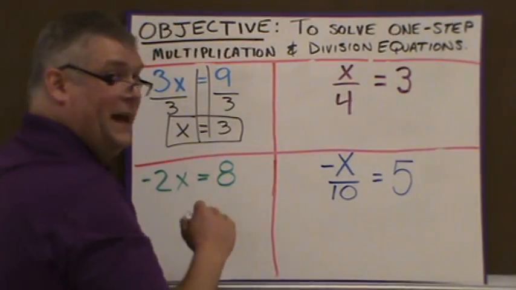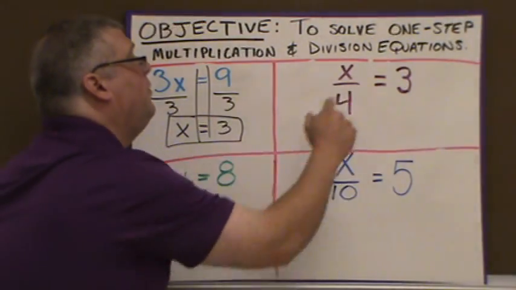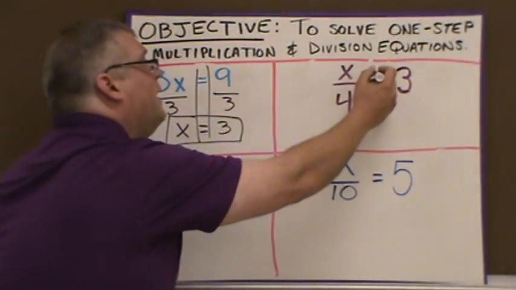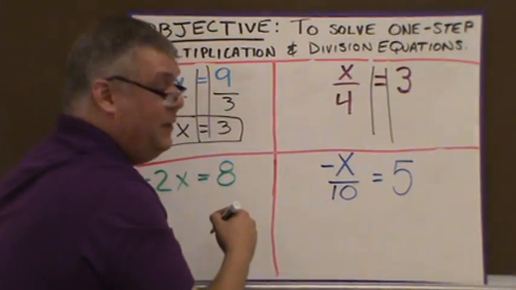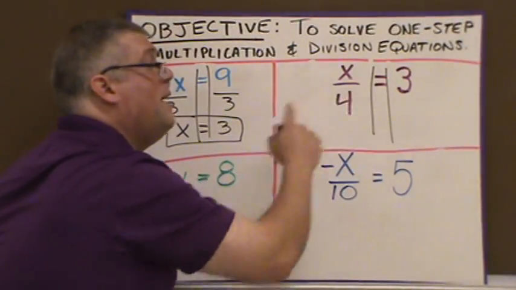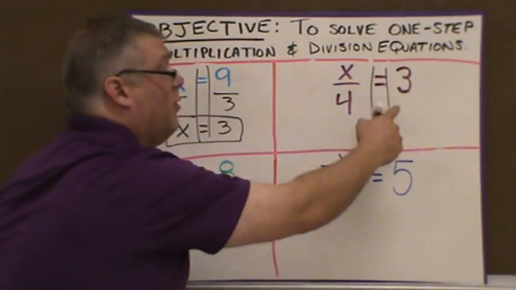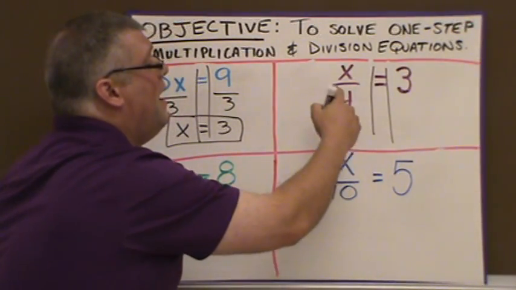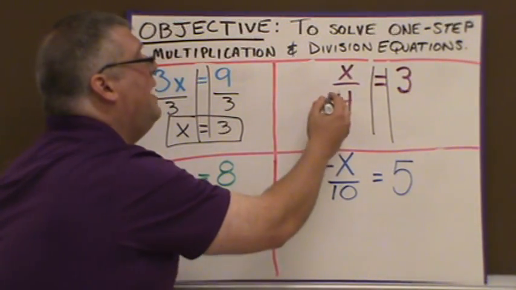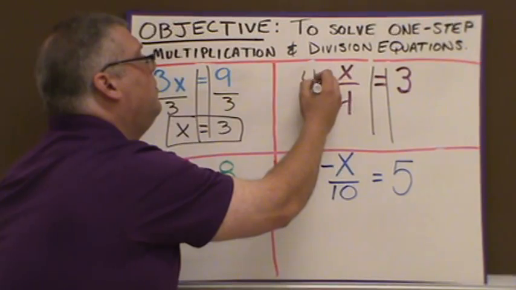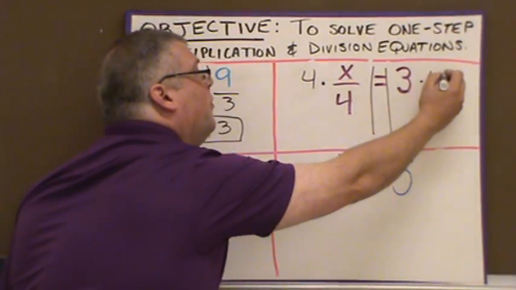Over here, I've got x divided by 4 equals 3. So in order to get that x alone, I have to move that 4 to the other side of the equal sign. And again, anytime I go across that equal sign, or across those railroad tracks there, I need to do the opposite operation, which means instead of dividing by 4, I'm going to multiply by 4.